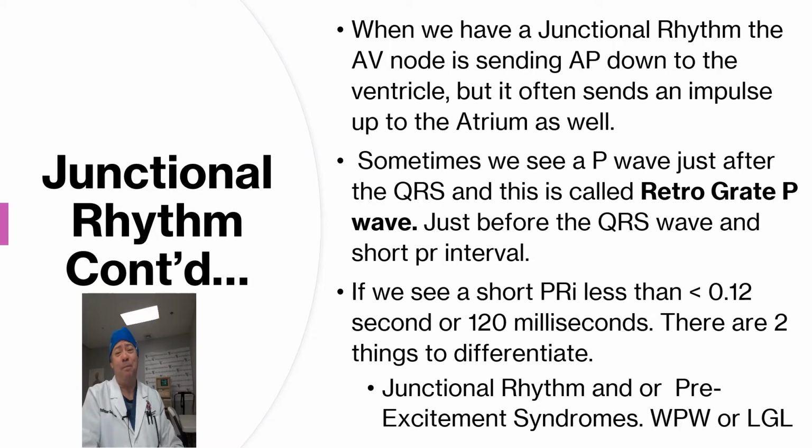Retrograde P wave. Okay, so if we see a short PR interval that is less than 0.12 seconds or 120 milliseconds, there are two things that we have to think about. One is a junctional rhythm, or a pre-excitation rhythm, such as Wolff-Parkinson-White or Lown-Ganong-Levine syndrome.